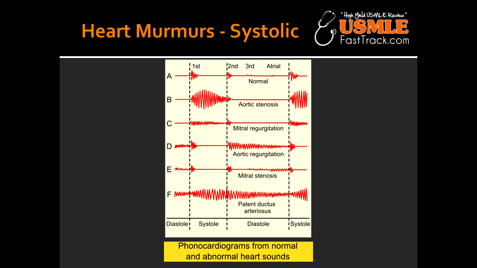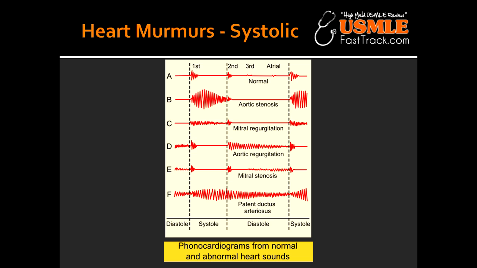Rheumatic fever and infective endocarditis can cause either mitral regurgitation or tricuspid regurgitation. Define holosystolic. Holosystolic means something that lasts the entire systole. So basically, a holosystolic murmur is a murmur that you could hear during the entire systole.